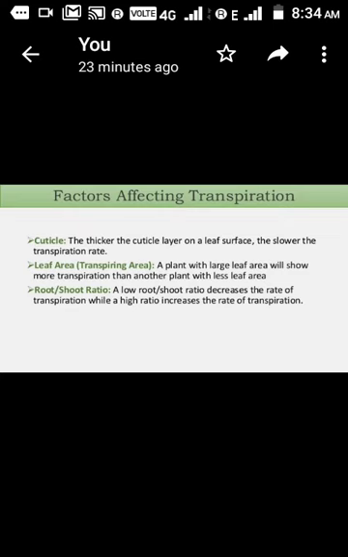Okay. The next biotic parameter is the cuticle. This means the cuticle also participates in transpiration. The thicker the cuticle, the lower the transpiration rate. This thick layer of cuticle prevents the evaporation of water from the leaves.